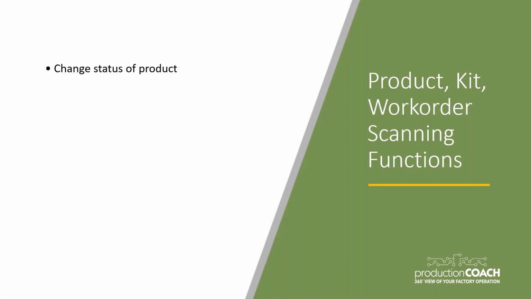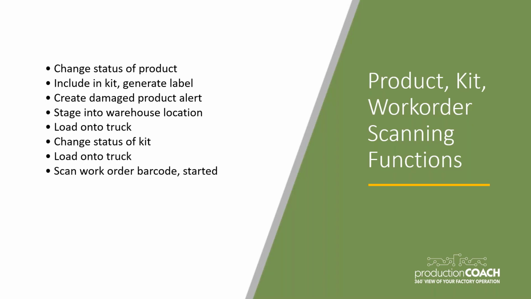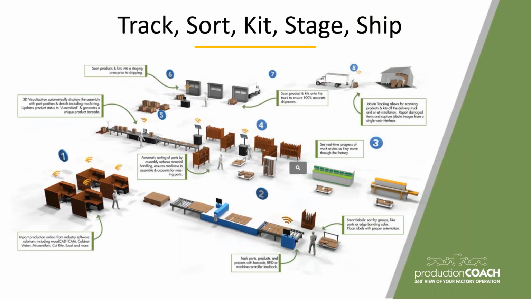So here are some scanning functions that are related to products, kits, and work orders. You could scan a product barcode and change the status of it. Maybe I want to know it's assembled, or that it's staged. I could include it in a kit and, of course, generate a label. I could create a damaged product alert. I could stage it into a warehouse location. I could load it onto a truck. I could change the status of a kit, load it onto a truck, or scan a work order and let the system know that you have started on a particular operation at a work order level or have completed it.